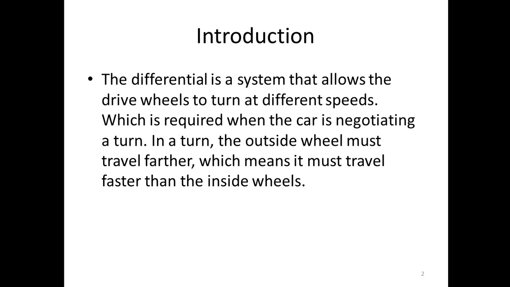The definition is the differential system. A differential is a system that allows the drive wheels to turn at different speeds, which is required when the car is negotiating a turn. In a turn, the outside wheel must travel farther, which means it must travel faster than the inside wheels. So that is the definition.